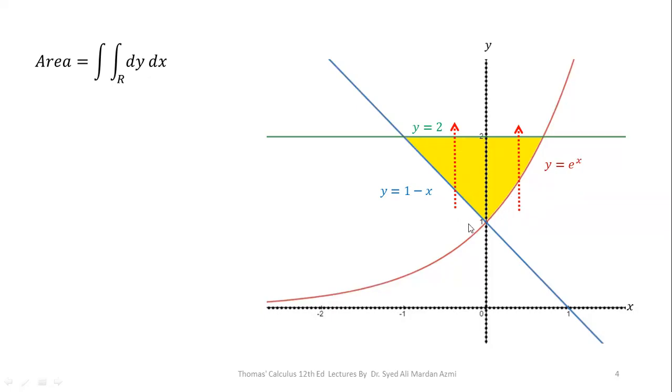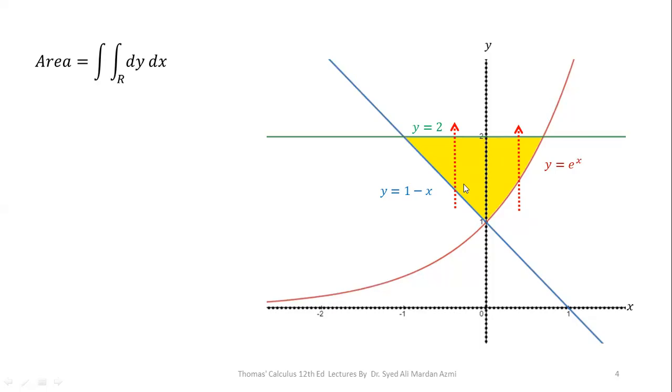Means if we pass an arrow in the first quadrant, our lower limit is different. And if we pass an arrow through the second quadrant, then our lower limit is different. What it means, we have to calculate two different integrals. One for the first quadrant, second for the second quadrant.